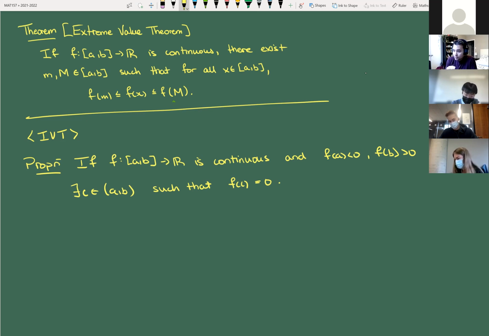Now the intermediate value theorem said that any number between f(a) and f(b) could be realized. And this one just says, hey, listen, if f(a) is less than 0, f(b) is greater than 0, then this particular number 0 can be realized by the function, right? So that feels weaker. It feels like if you knew the intermediate value theorem was true, you could prove this theorem, no problem.